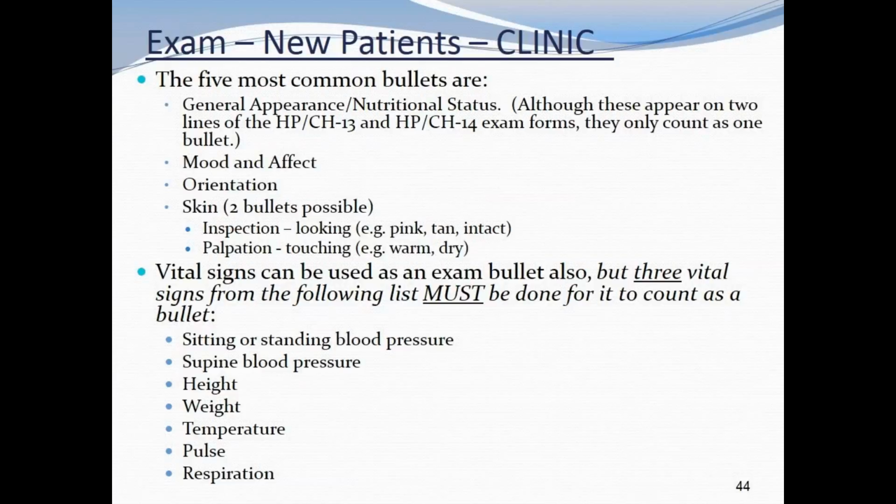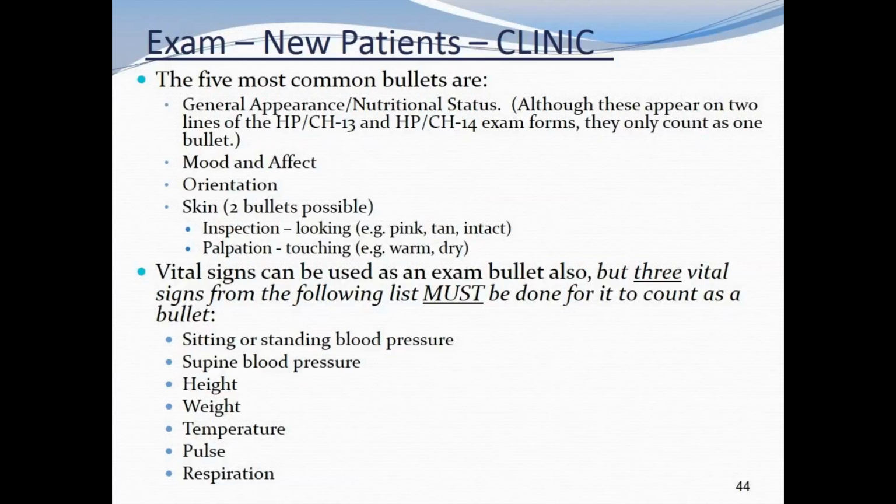If you notice on this, there's actually, on our HMP 13 and 14, or CH 13, 14, they used to call it CH, but now it's HMP, history and physical. But anyhow, they actually put general appearance and nutritional status in 2 separate lines. That's actually 1 bullet, okay? So that's only 1 bullet, just so you know. So you have that, your general appearance and nutritional status, that's 1. Mood and affect, that's 2. Your orientation, that's 3.